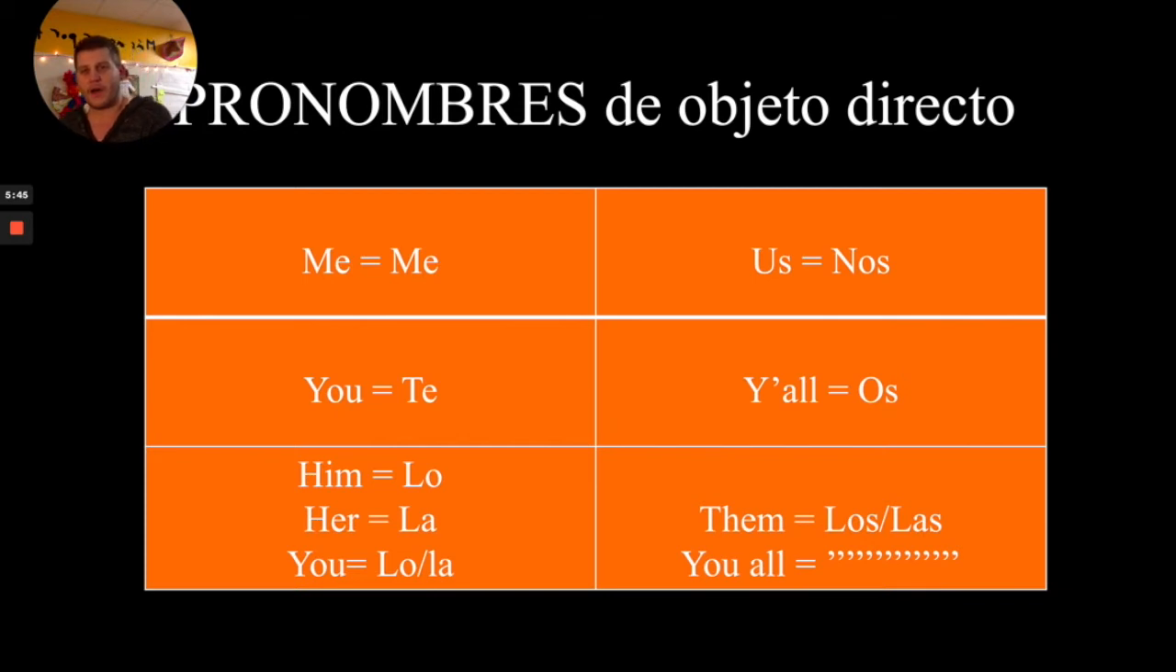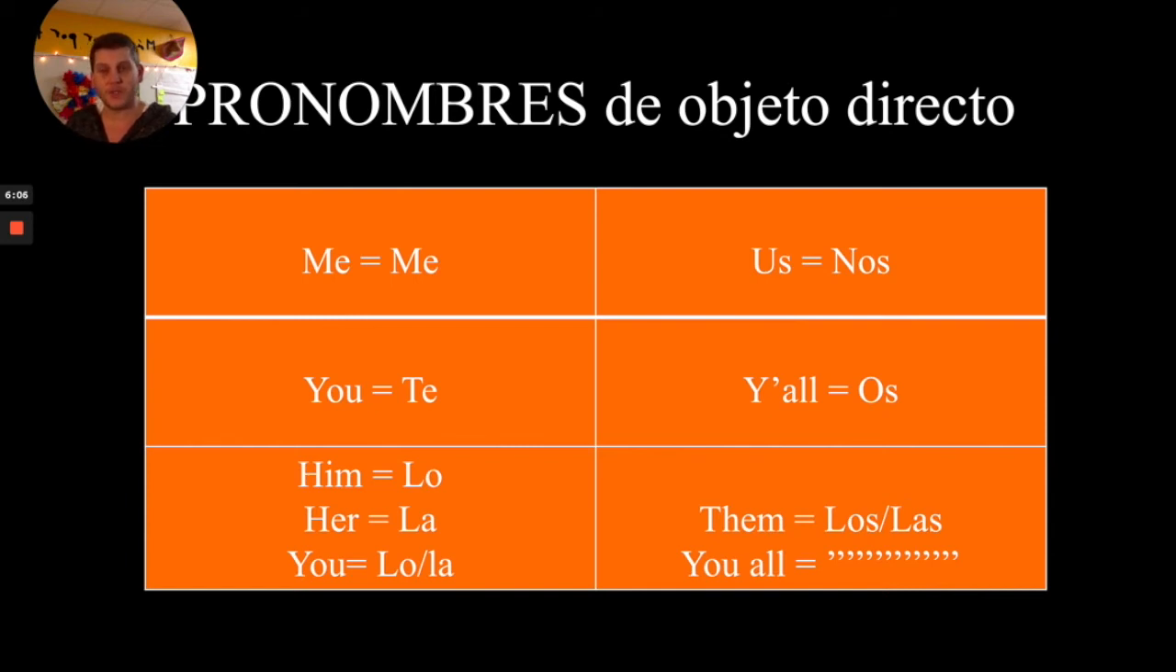So let's say he helps me. Me is the object, so we've learned to say that me is me. He helps you. You is the object, and in Spanish that is te. He helps him is lo. He helps her, la. Or he helps you, depending on if you are a girl, and this is the formal you.